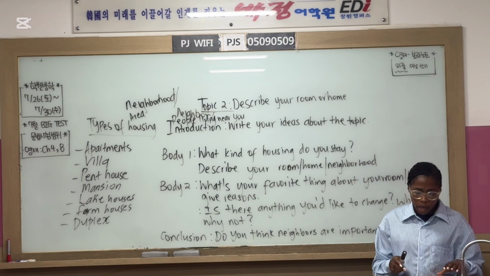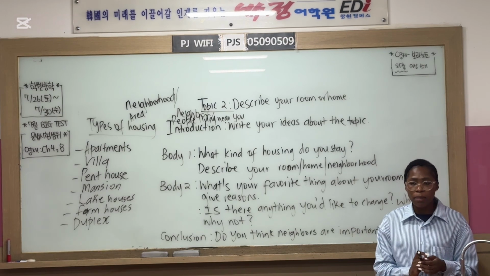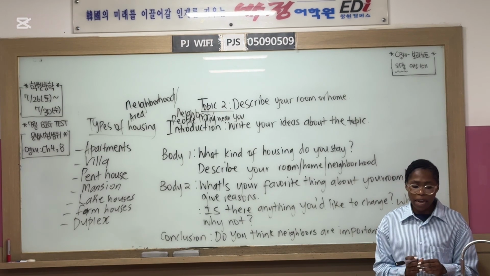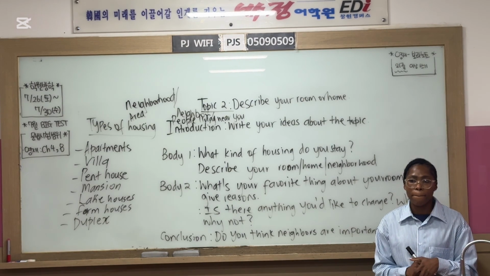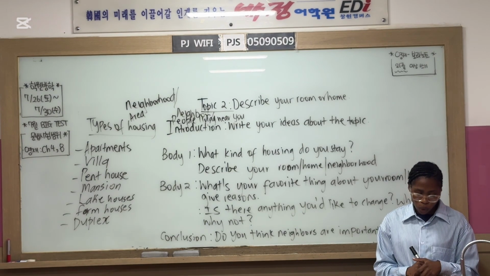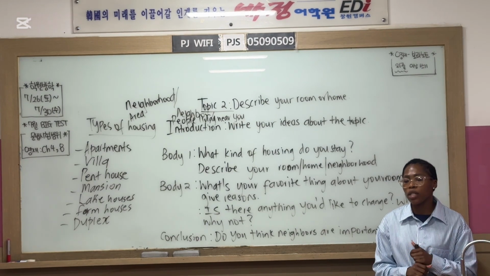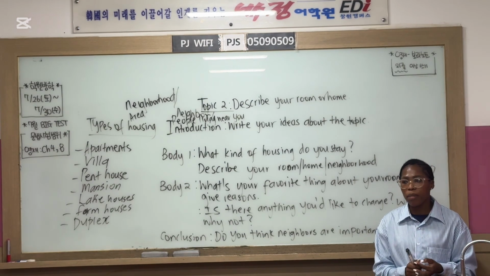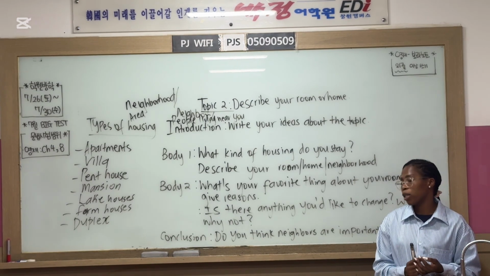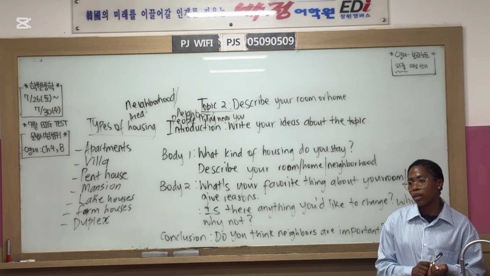Now let's go to the vocabulary words. We have apartment. What is an apartment? Who can explain to us what is an apartment? We have six words. We need six people. Please choose one word and explain to us what it means.